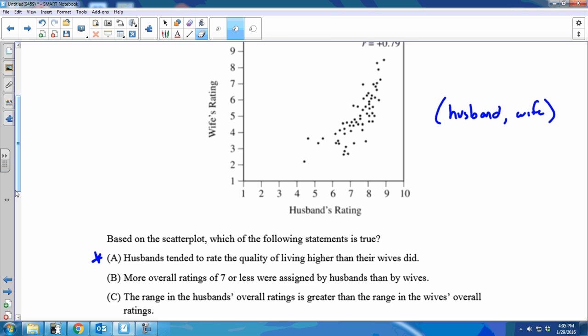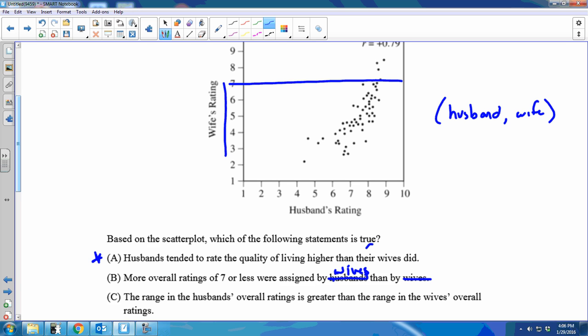Do the same thing for wives. 7 or less. Well, that's way more than 20. There's only like 4 above 7, right? So more overall ratings of 7 or less were assigned by wives than by husbands. Okay? So be careful. B can't be true.